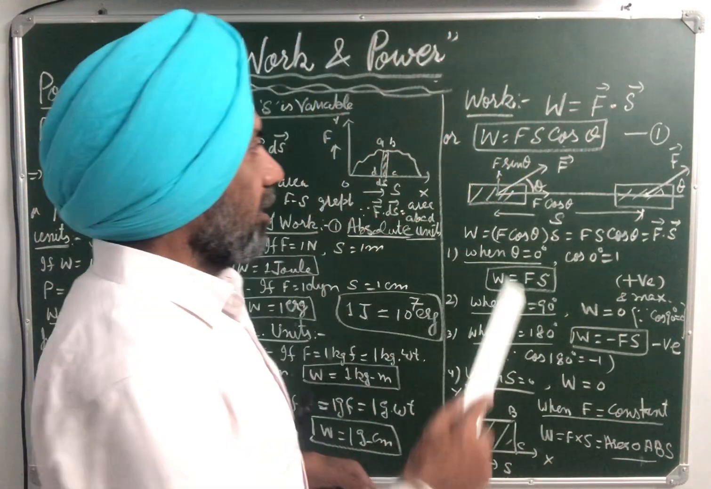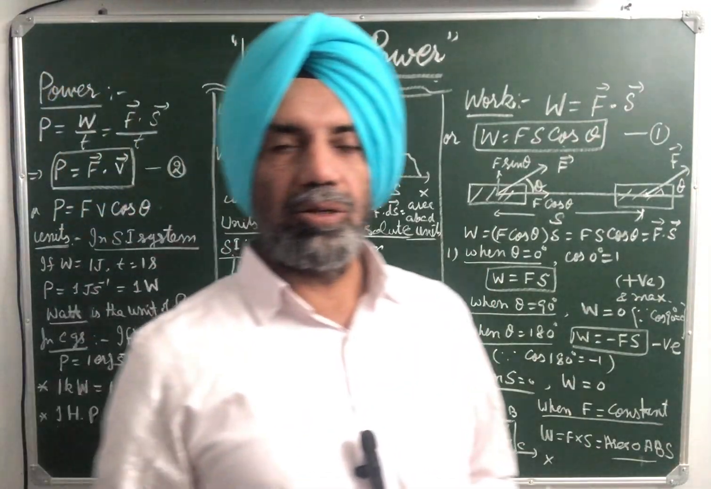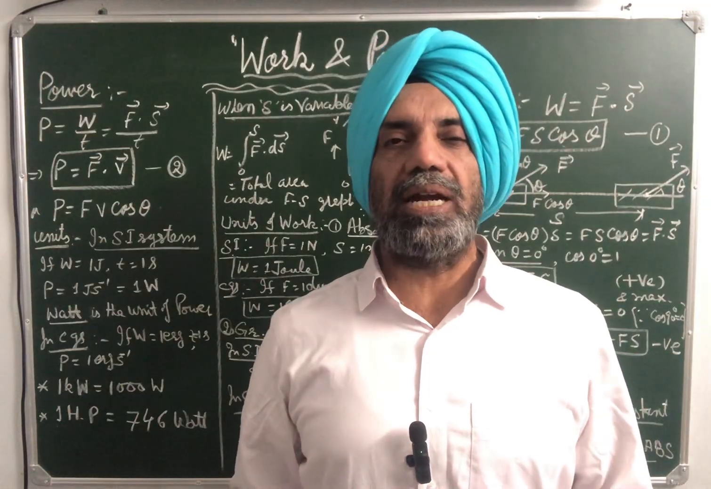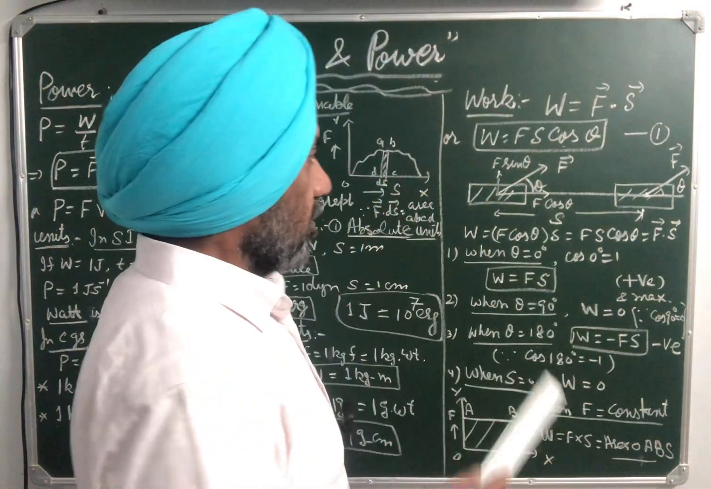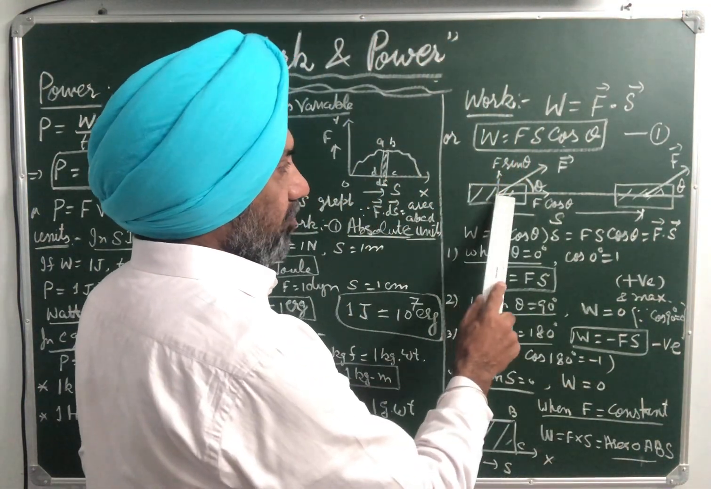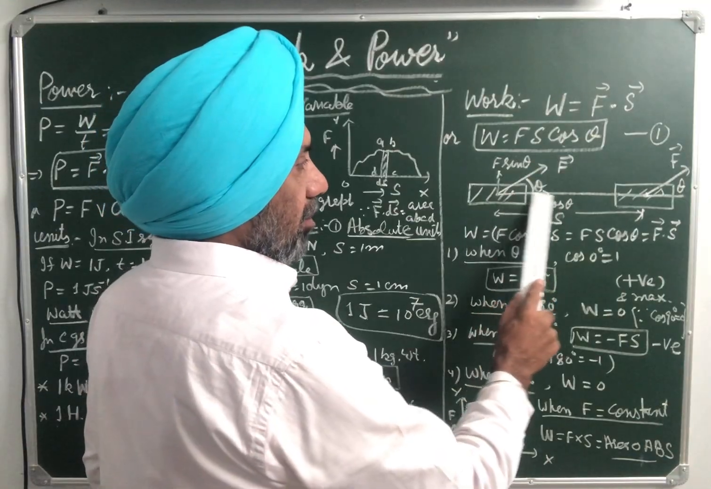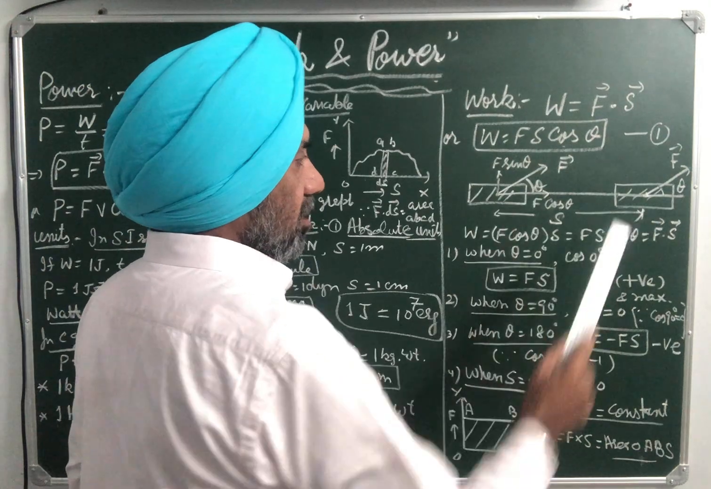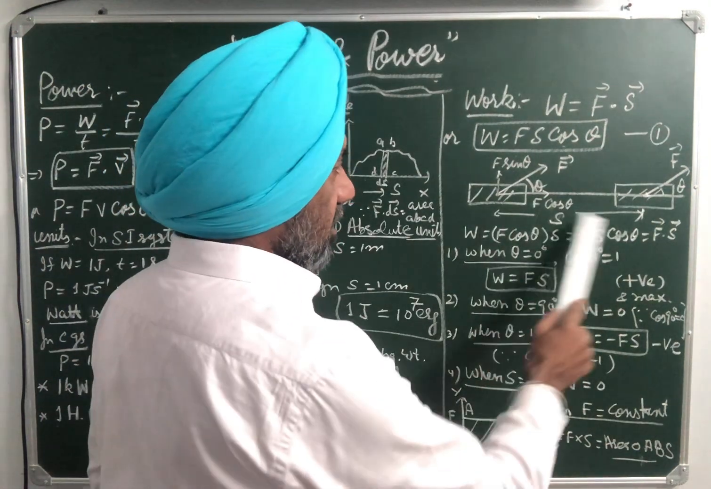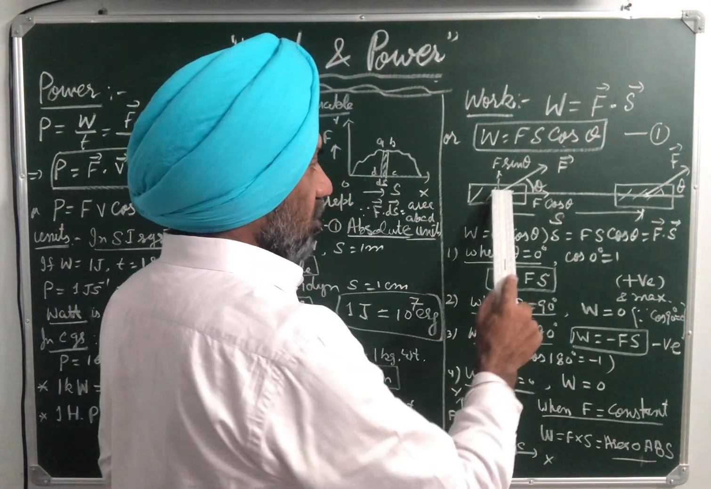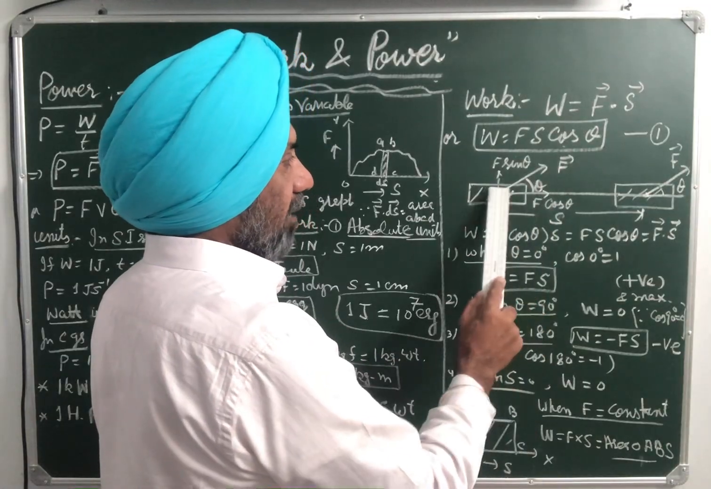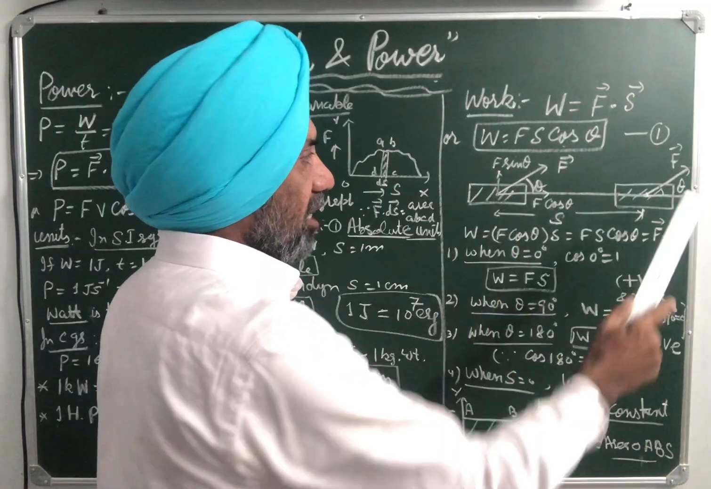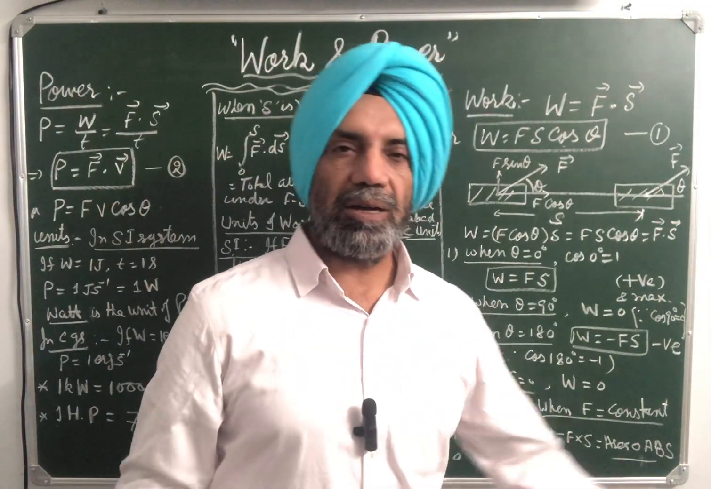And mathematically, work done is equal to the dot product of force and displacement. So suppose this is a body, F is a force acting, making an angle theta with the direction of displacement. So it displaces the body through a certain distance s. Then this force can be resolved into components F cos theta and F sin theta. F sin theta balances the weight of the body. F cos theta is responsible for the displacement of the body.